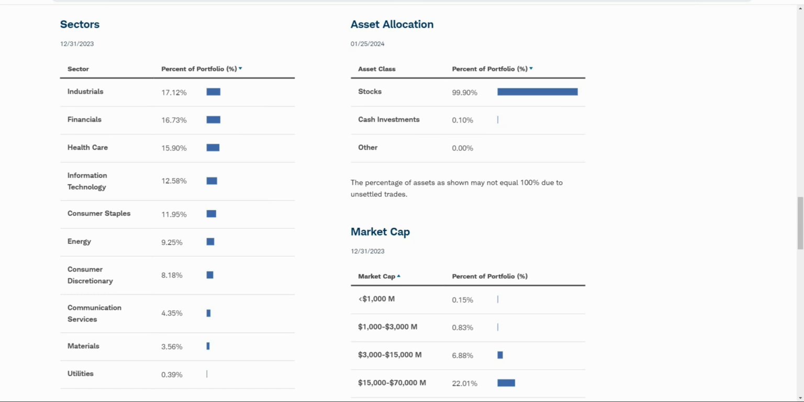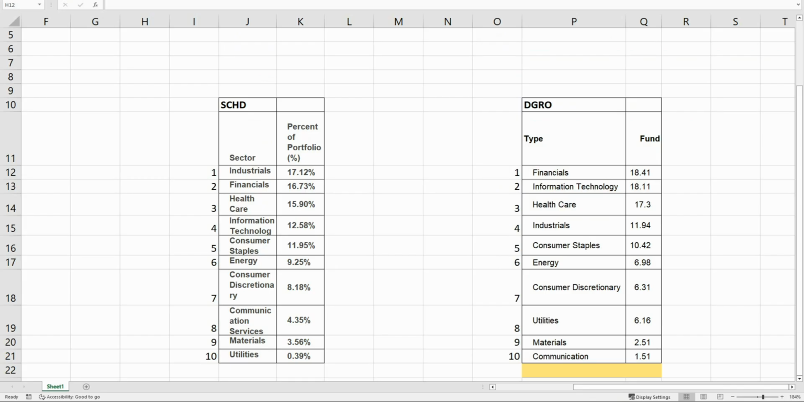So we have SCHD here, and then we have DGRO here. Now what I did was I put these holdings by industry on this graph so we can look at them both at the same time.